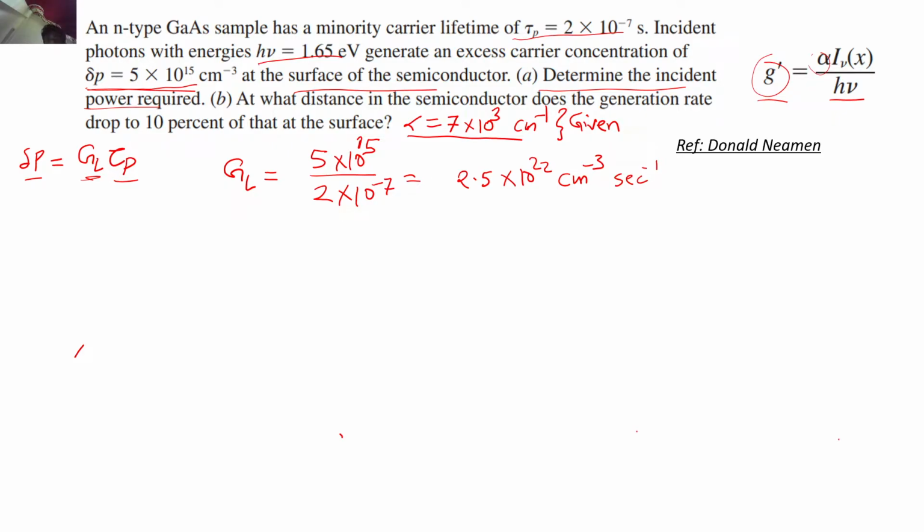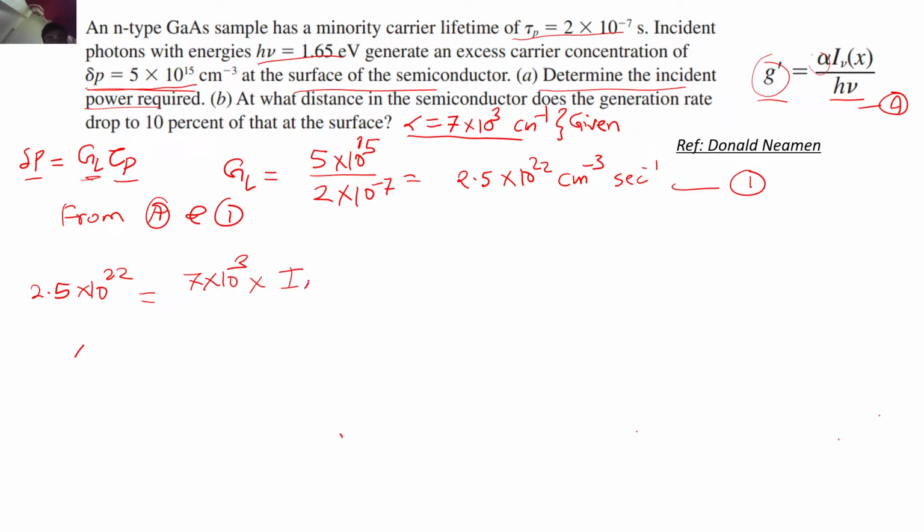Now we have to substitute it. Let's say this is equation number 1, this is equation A. So from A and 1, we get 2.5 × 10^22 equals alpha times Iν over hν. Alpha I have just given you the value of; it was not given in the question actually. And Iν we have to find. What is the value of x here? They have given this excess carrier concentration at the surface, so x is equal to 0 at the surface. Because whatever carriers are generated at the surface because of the photo generation, only they are going to get diffused into the material. So this is Iν(0).